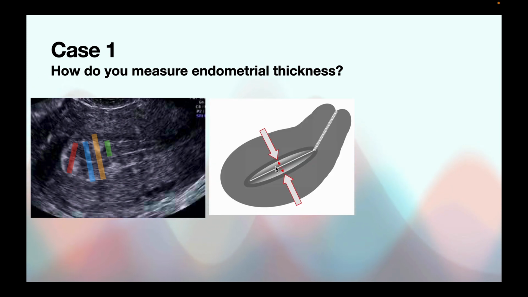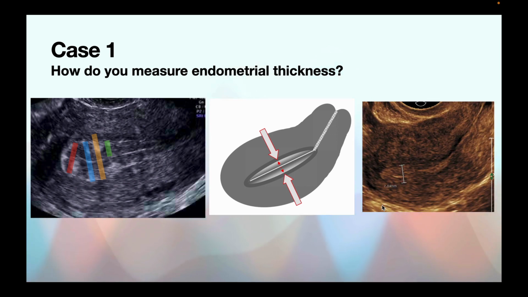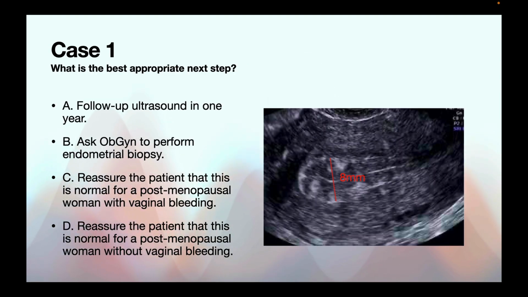You want to measure the transverse diameter from the basalis layer to the other basalis layer, and in most machines you can actually change the tone of the images so that you get a little bit better contrast between the myometrium and the endometrium here. So this is 8 millimeters, and this is really abnormal. So what do you do next?